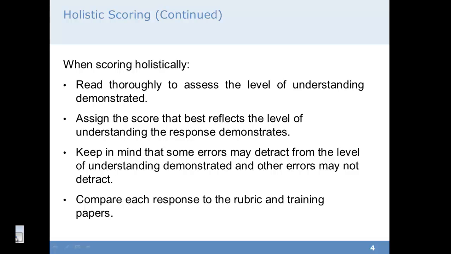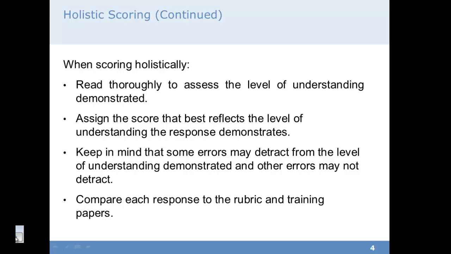At this point, you may be wondering how you would know which errors detract from the level of understanding. To answer this question, you need to examine the guide papers. The scoring materials define how student work aligns to each level of the rubric for a specific question. When scoring, compare each student response to the guide and practice papers. The score assigned to the student response is based on the score assigned to the training paper it most closely matches, not on how it compares to the previous response or to your own standards.